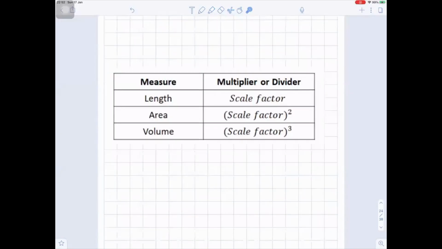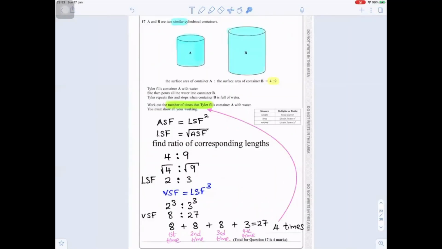So we have here a formula or a table that we're going to be using, where for a measure of length, it gives you a scale factor or the multiplier. For the area, it is the scale factor squared. For volume, it is scale factor cubed. We're going to be using this idea to do that question. So area scale factor is equal to length scale factor squared. And if we want to get the length scale factor, it will be the square root of the area scale factor.